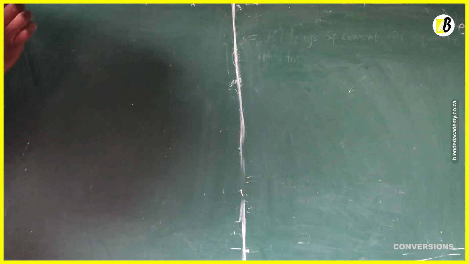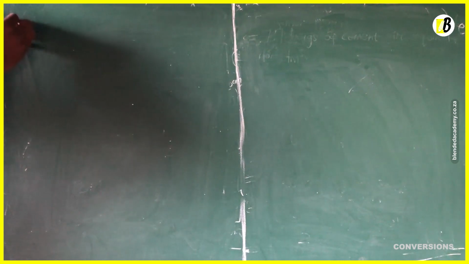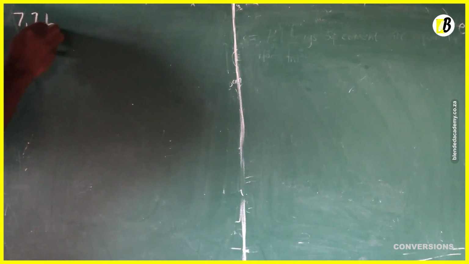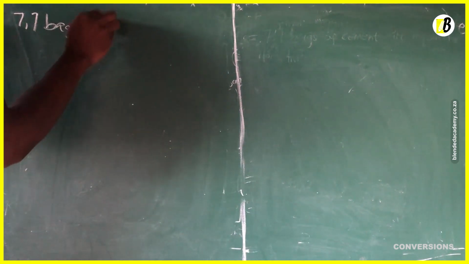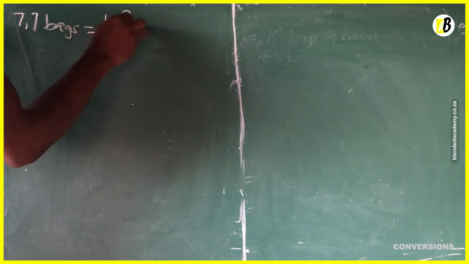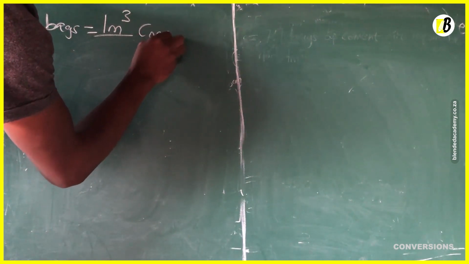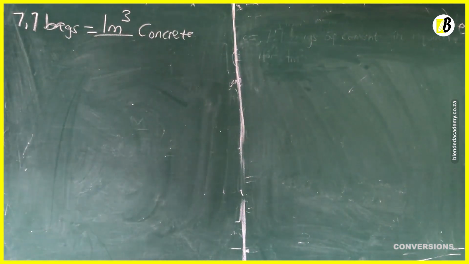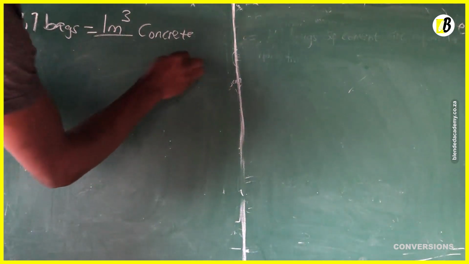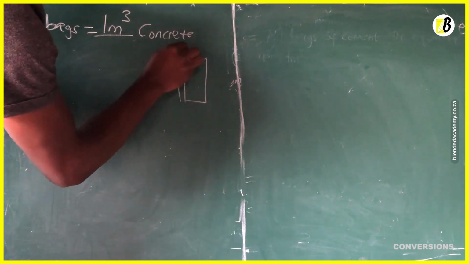I'm going to write the basics so that we all see and understand the flow of how I answer this question. So we have 77 bags, which is equivalent to 1 meter cubic of concrete, right? And you are given a structure. You will see there on the screen. You are given a structure like this one.